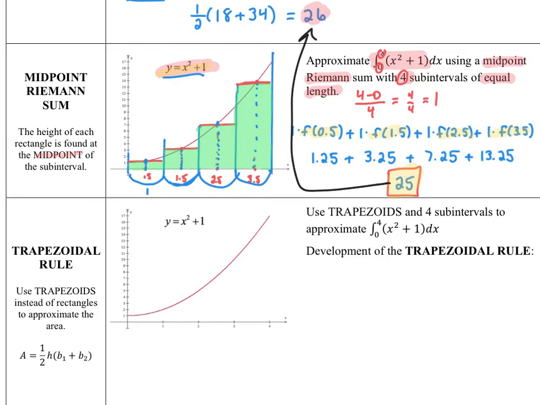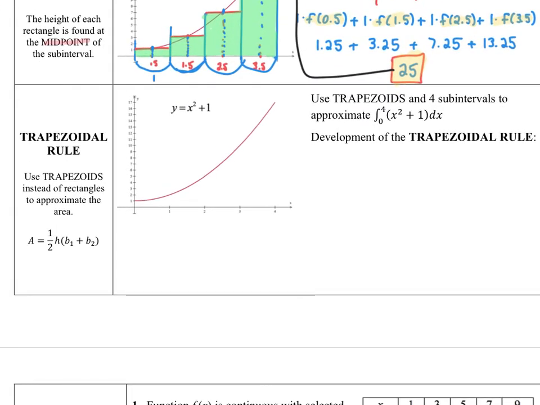We've got one more approximation method to look at that's going to use trapezoids instead of rectangles. We've got our same function, x squared plus 1. We're still going to use 4 subintervals, and we're going to use trapezoids this time to approximate that area. In doing this, we're going to develop what's called the trapezoidal rule. There's some conditions on using it, but we'll go through that as we do these trapezoids.